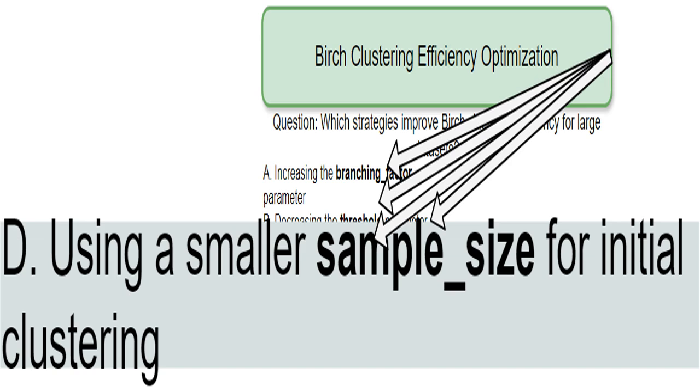A smaller sample size lets the algorithm build a preliminary CF tree quickly using just a subset of the data. This significantly reduces the initial computation time, even though the final result might not be perfectly precise.